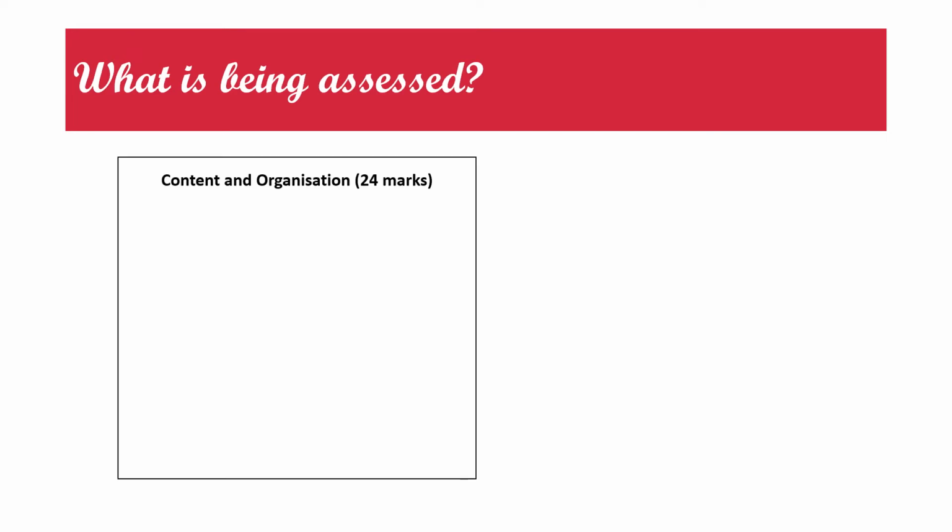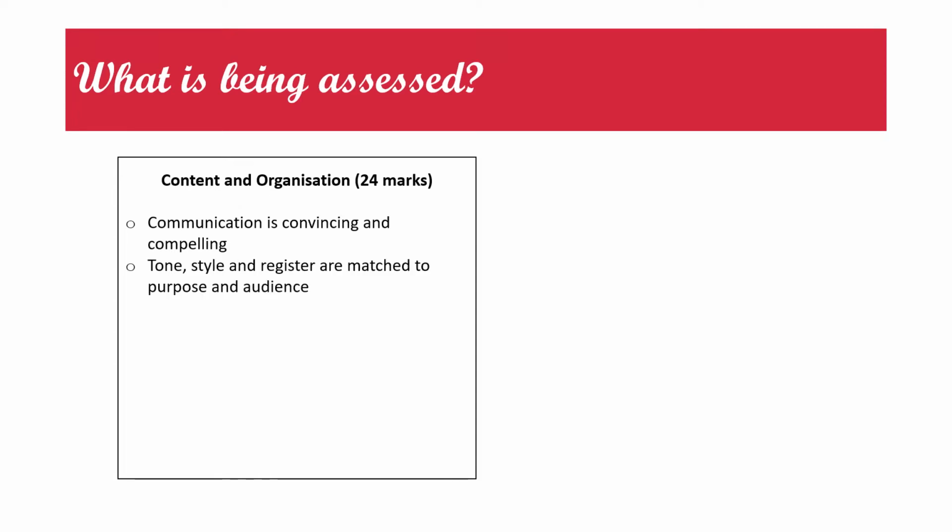So first of all, you get 24 marks for your content and organisation. And that means that your communication is convincing and compelling. And I'm going to talk to you a little bit later about how we can use narrative in this section of the paper in order to make our writing compelling, interesting for our reader. Convincing also means that you've got lots of ideas and lots of detail and it reads like a persuasive text.